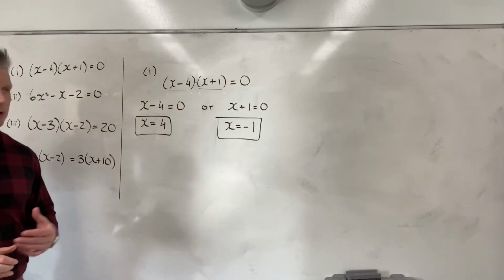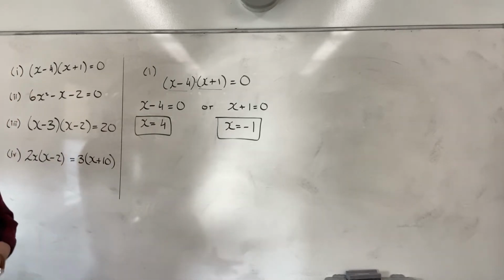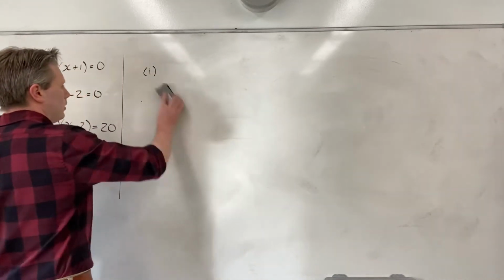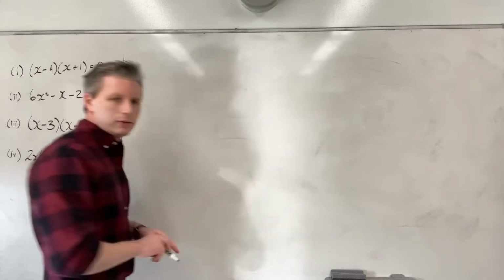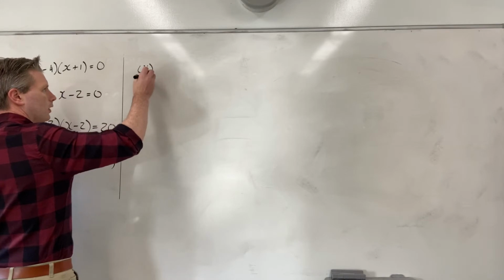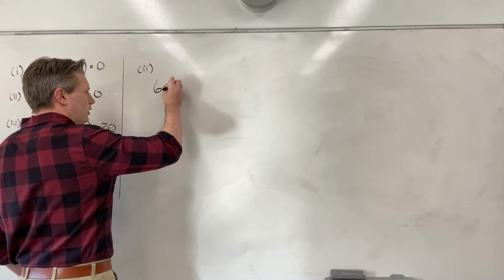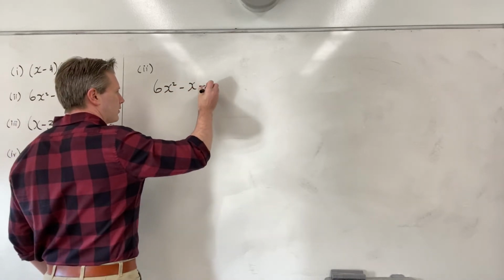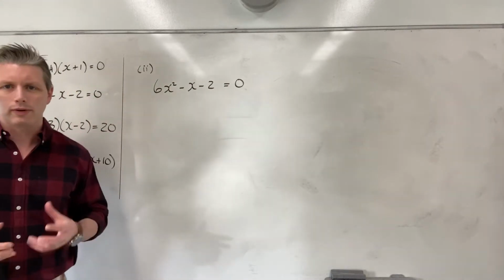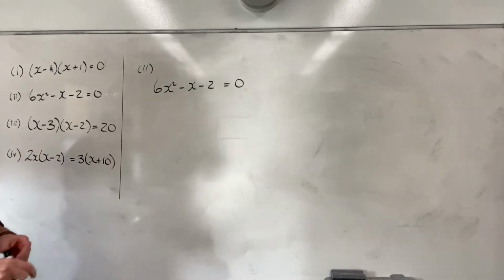So that one was pretty easy because the function was already factorized for us. Let's take a function where we have to actually do the factorizing ourselves. So I'm going to erase and go on to question number 2. In question number 2, I have to actually do the factorizing. I'm given a quadratic trinomial, 6x squared minus x minus 2, and it's equal to 0. Before we didn't have this equal to 0, now we do. We let it equal to 0 in order to find the roots, in order to solve it.